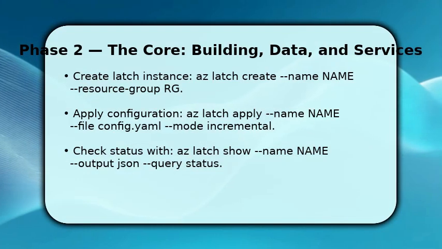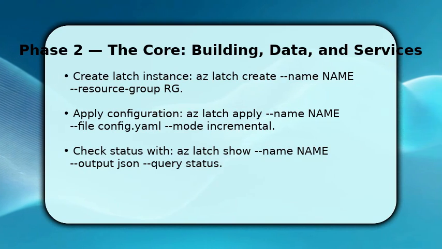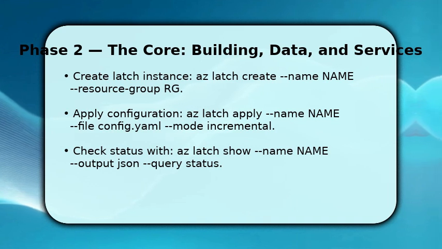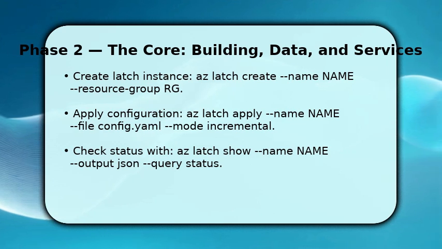You run the core sequence to engage a latch. Begin by creating the latch instance with as-latch create and target the right resource group. This provisions control metadata. Next, apply your configuration file using as-latch apply so the service enforces the desired state. Use incremental mode to avoid replacements.